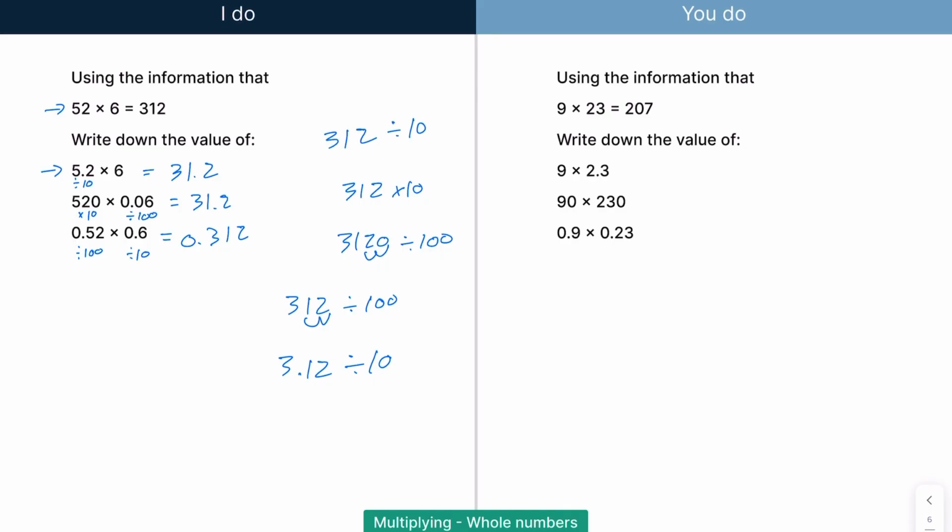Okay, so all you're doing is comparing the original question to what you've been given, and then writing down what's changed, and then you're just going to do whatever's changed to the original answer.